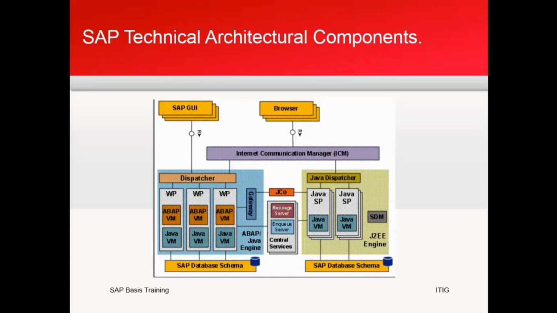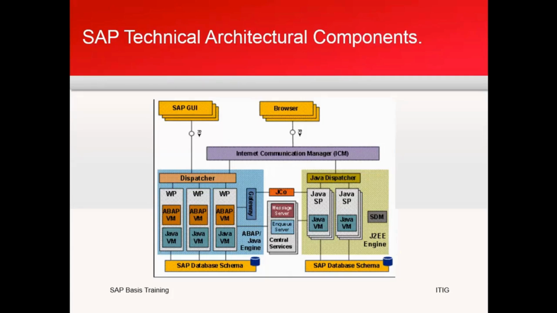To access the ABAP stack, you need to connect through SAP GUI. To access the Java stack, you can connect using an Internet browser. The first thing that you get into is the Internet Communication Manager. This will take you to the Java dispatcher, and the Java dispatcher in turn talks to the server process. And you have SDM, that is Software Deployment Manager, running as well. So this is your J2EE system, which will connect to the database as and when required by the application.